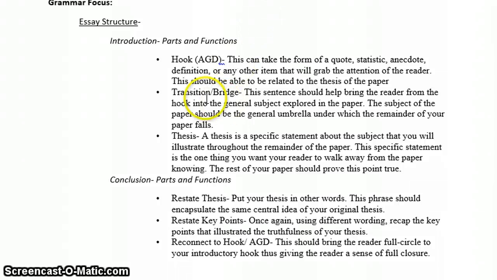The next feature of your introduction should be a transition or bridge. We should take the reader from that hook into the main topic. Now, if the hook is a sufficient lead into the topic, then we may not have to worry about that bridge. But often we may need to use that bridge in order to bring the reader over towards the topic of our paper. The next and final part of an introduction would be the thesis. The thesis is just a specific statement about the subject of the paper. It is the main point that you're trying to make, and it's the one thing that your reader should walk away from the paper knowing.